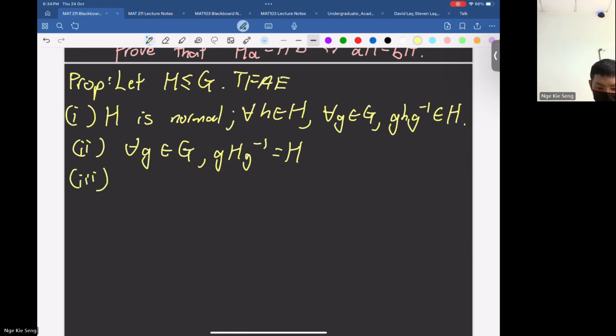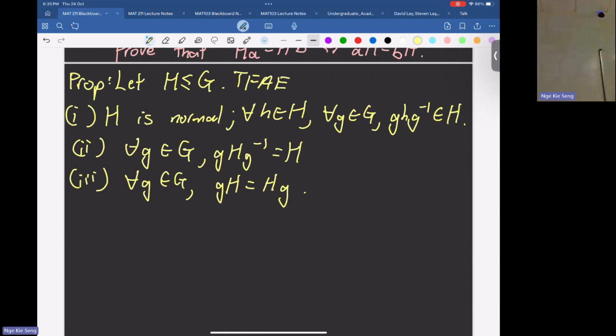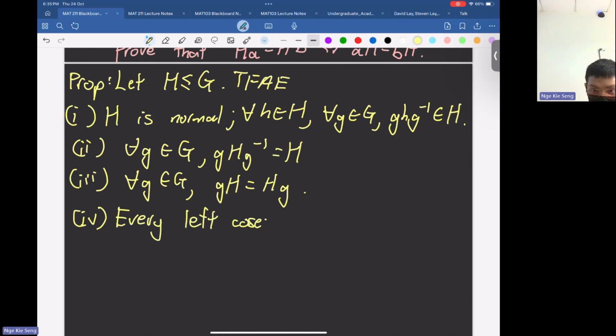But how about the third one? gH equals Hg. I think it's also obvious. Is it obvious? 2 implies 3, 3 implies 2. Once you have 2, you can write g h1 g inverse equals some h2, and then you move the g across. Then you can write g h1 equals h2 g, and then you show the other inclusion. And then I think the non-obvious one is the last one, which I mentioned just now: every left coset of H in G is a right coset.